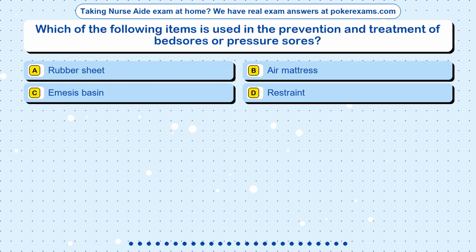Question 3. Which of the following items is used in the prevention and treatment of bed sores or pressure sores? Option A, rubber sheet. Option B, air mattress. Option C, emesis basin. Option D, restraint.